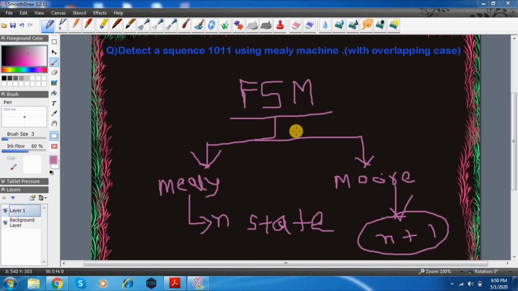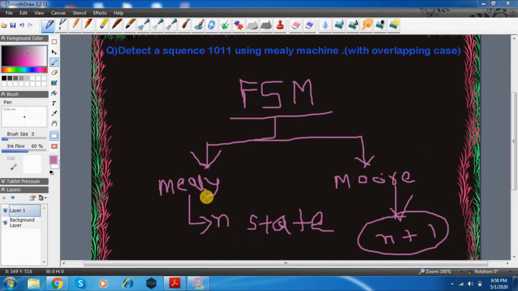Hello friend, today we will discuss the Mealy machine with overlapping approach. For the people who don't know about the types of FSM, finite state machine, I will give you a brief introduction in short. There are two types of state machine: one is Mealy machine, another one is Moore machine.